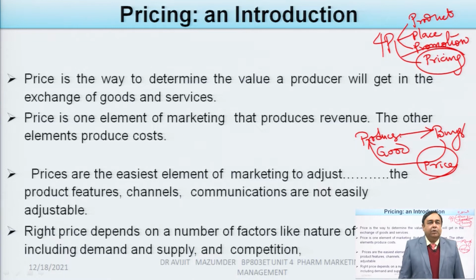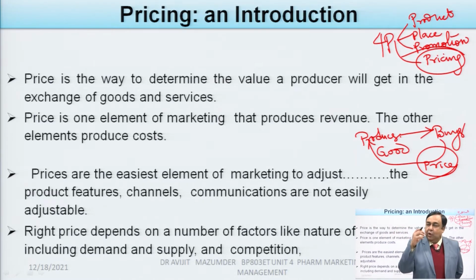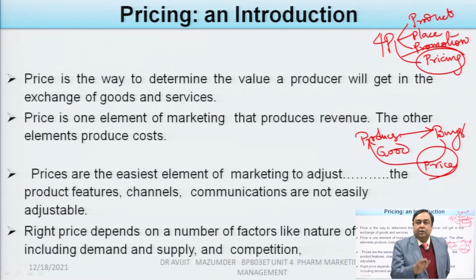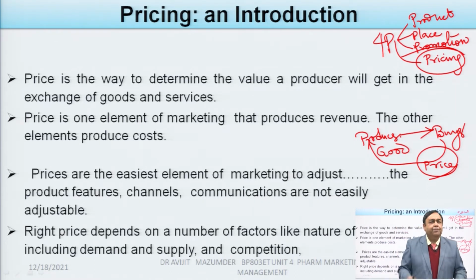Price is one element of marketing that produces revenue. Whenever we want to run an organization, we require revenue, and it is this pricing, the value of the product, which provides the revenue. The other element of marketing is the cost. Whatever cost we incur, depending on the cost of the product and other allowances, we have to fix the final price. The way by which prices are fixed, we will discuss later on.